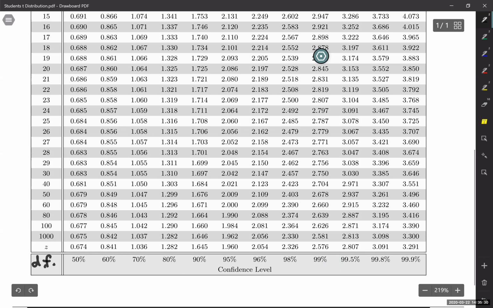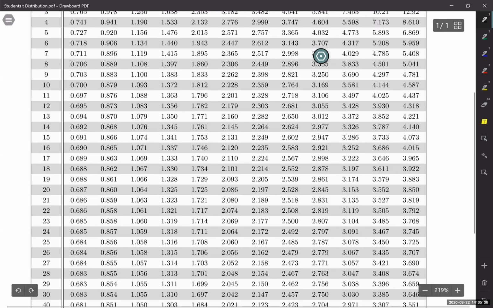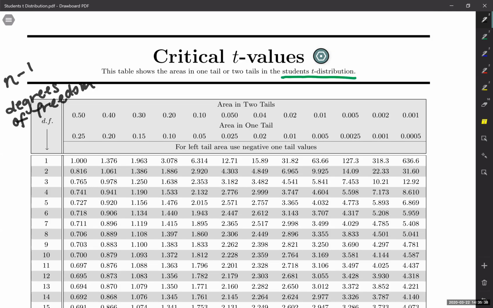So we're using this bottom portion, and we're using the left-hand column. We are not using anything in the gray box at the top, the area and 2 tails. We'll worry about that in chapter 9. But for right now, we're just using the left-hand column and the bottom.